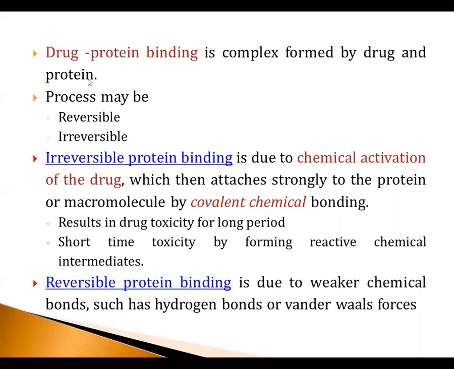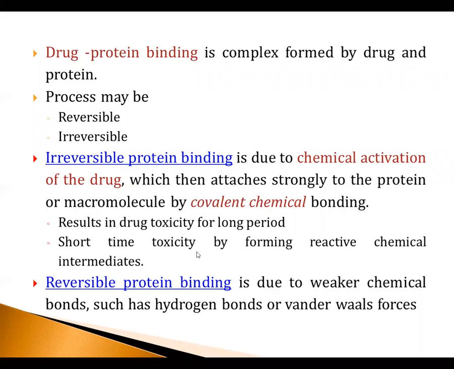So is this process of drug protein binding reversible or irreversible? Irreversible happens because of the chemical interaction forming a strong covalent bond. Due to the chemical activation of the drug, which then attaches strongly to the protein or macromolecules by covalent chemical bonding, the result is irreversible binding. There is a chance that drug toxicity can prolong for a longer period of time. Depending on how long it is binding, it can also exert short-term toxicity.